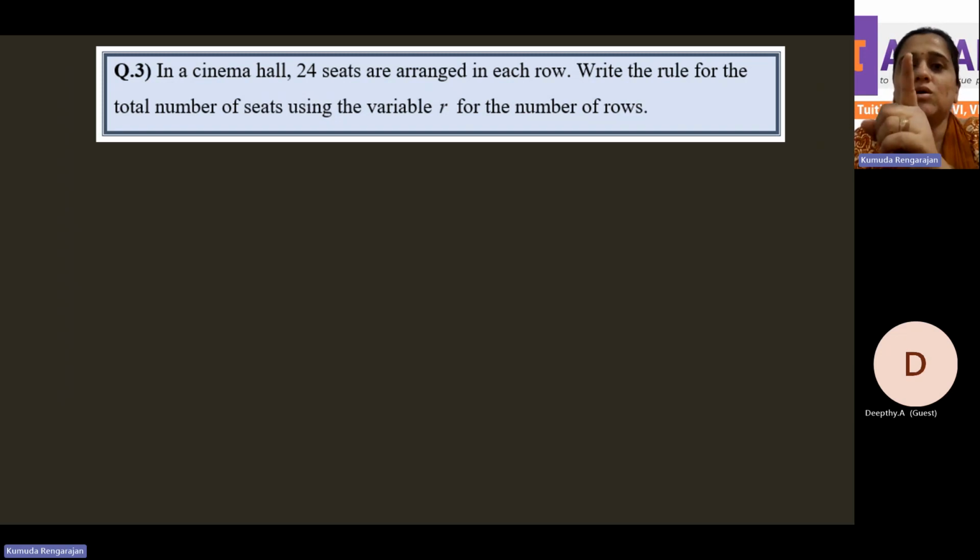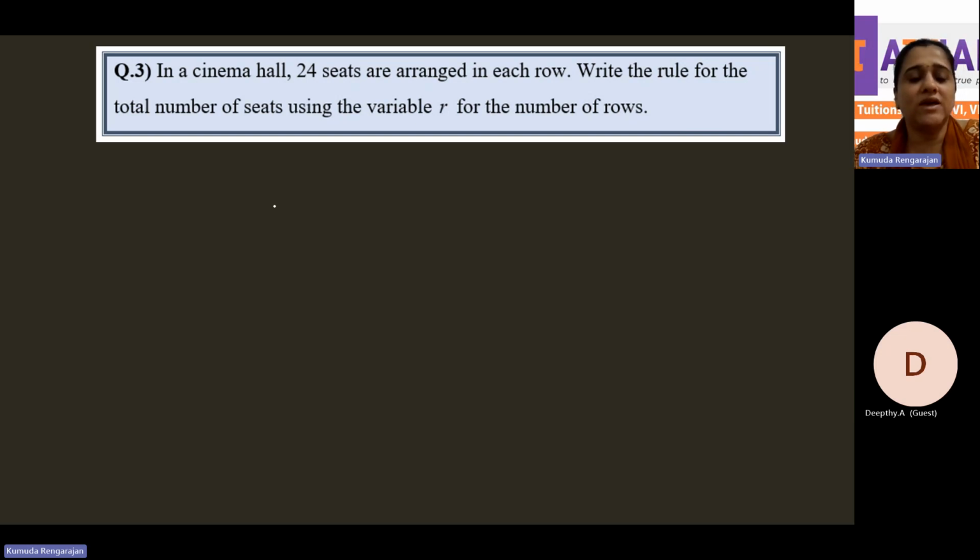Because one row, 24 seats. 2 rows, 24 into 2 seats, 48 seats. Ma'am, it will become 24 hours. 24 hours. So in a cinema hall, 24 seats are arranged in each row.